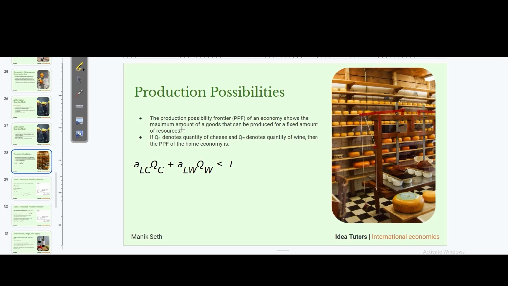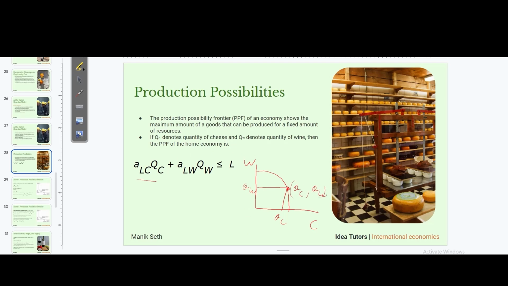The production possibility frontier, PPF, of an economy shows the maximum amount of goods that can be produced for a fixed amount of resources. The maximum we can produce with the limited resources is shown by the PPF. Usually it is the curved one. We have these two goods, and with the given resources we can produce a certain amount of each good. If QC denotes the quantity of cheese and QW denotes the quantity of wine, then the PPF of the home economy is given by this equation.